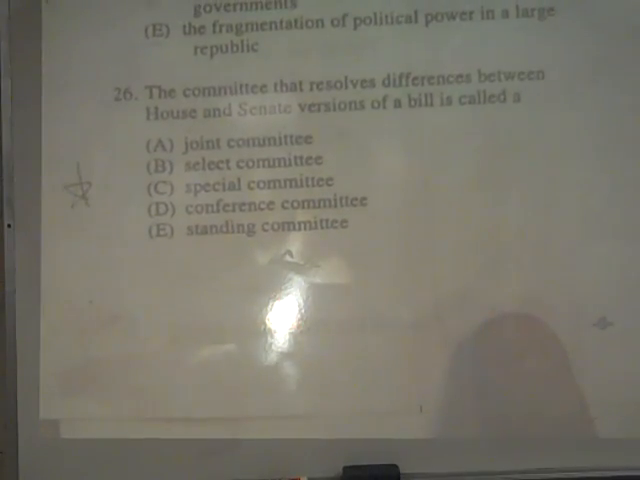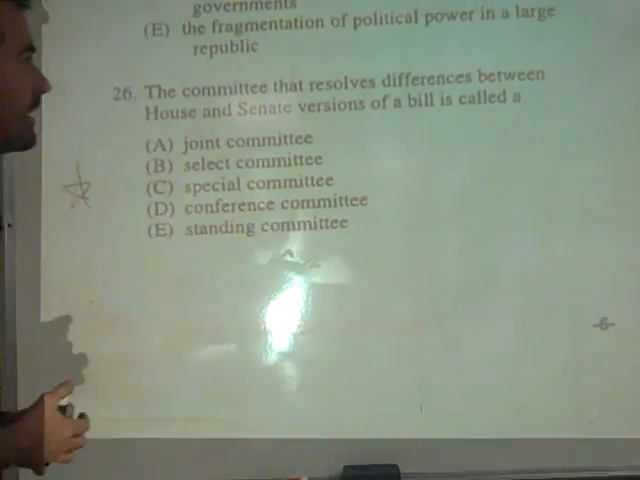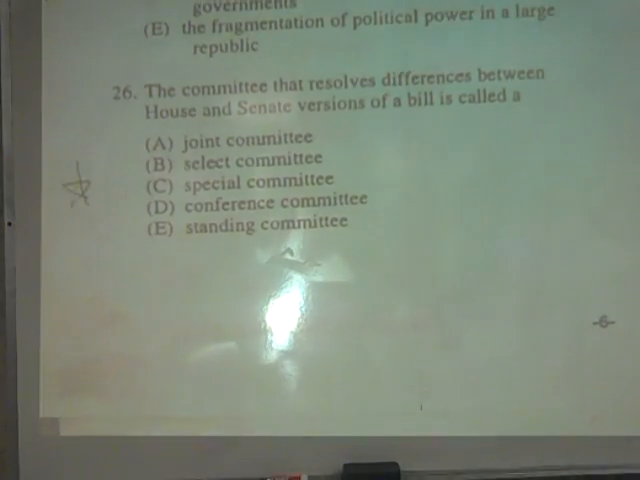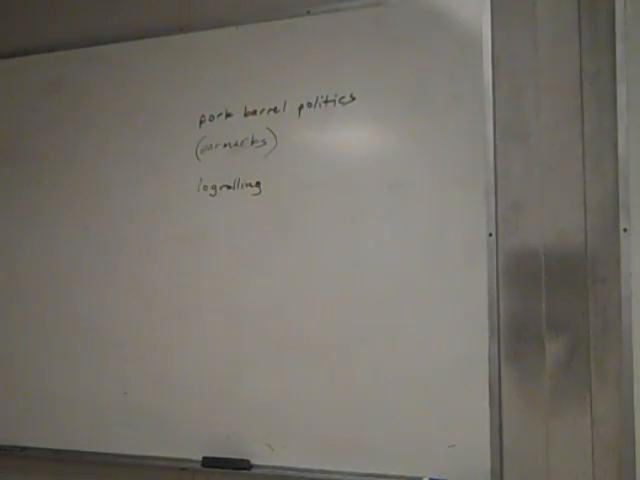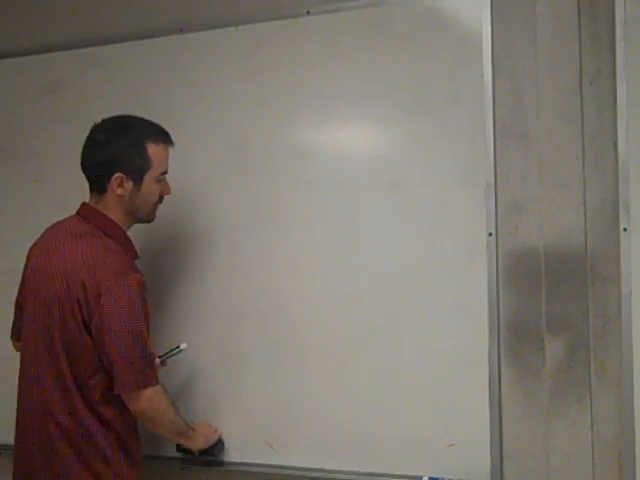The committee that resolves differences between the House and Senate versions of the bill is called that's a conference committee. That's just a fact to know. They love to ask that question. They love to put it on free response and say, what's a conference committee? Let me make sure the camera can see, and we'll quickly trace how a bill becomes a law. It covers so many possible questions, it's a good thing to review.